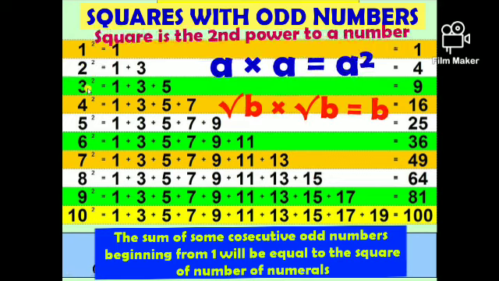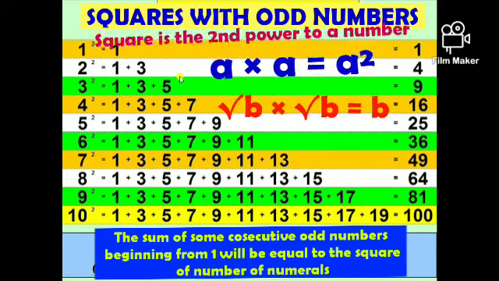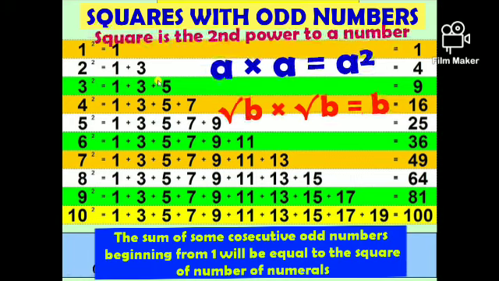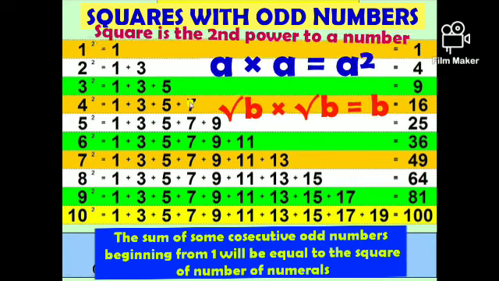Now, 3 square. How many odd numbers? How many first odd numbers? 1, 3, 5. 3 odd numbers are added. The result is 9. Root of 9 is 3.